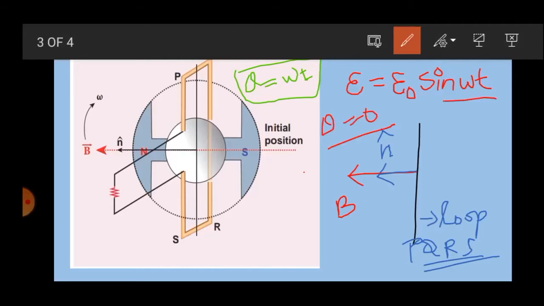Now substitute the value in the induced EMF. Omega t is nothing but theta. Theta is equal to 0. Sin 0 is equal to 0. So the total induced EMF is 0 when the magnetic field and the normal to the plane are acting parallel. So the induced EMF is 0. Or, the magnetic field and the rectangular loop are acting perpendicular, so the induced EMF is 0. Are you clear? Okay.